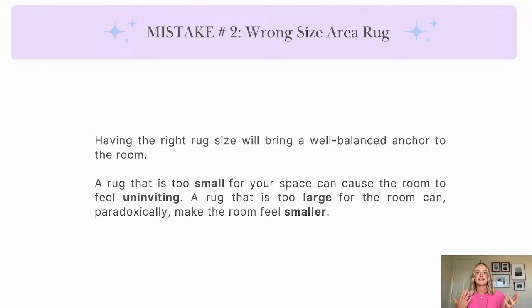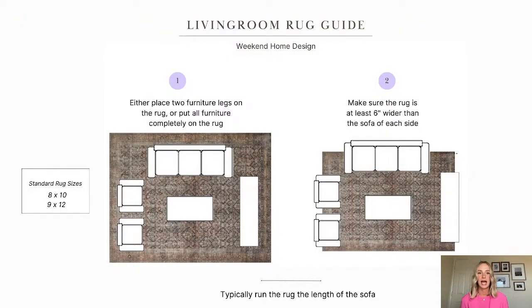And having a rug that is too small actually makes your space feel uninviting, and a rug that is too large can actually make the space feel smaller. So the two tips I have for planning rugs in your space: option one is to have the furniture completely sitting on top of the rug. This is kind of a high-end look. This is a great option if you're wanting to have that huge anchor in the space.